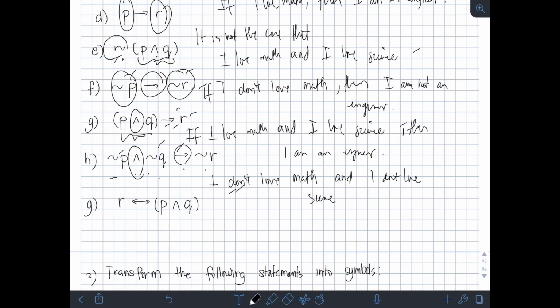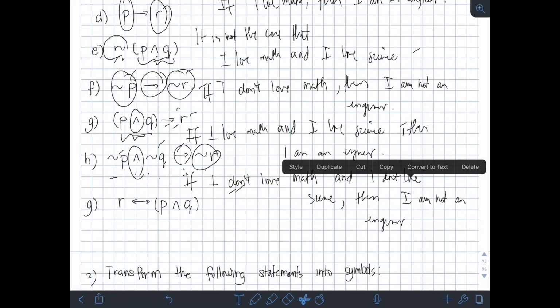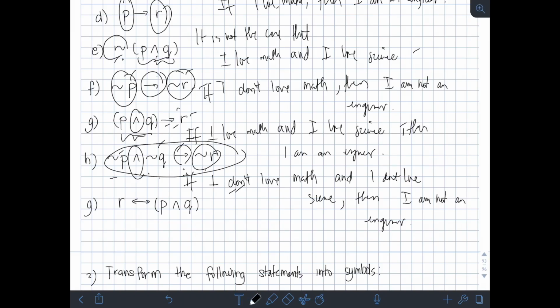So, dahil if then, lagyan natin ng "if" sa umpisa, then, lagyan natin ng "then" sa dulo. Yung negate ni R. So, negate na natin yung kanina, diba? I am not an engineer. Ito. So, I am not an engineer. Copy ko na lang. Okay, so, if I don't love math and I don't love science, then I am not an engineer. Okay, so ito yon. So far, nagigets nyo naman yung concept, right?